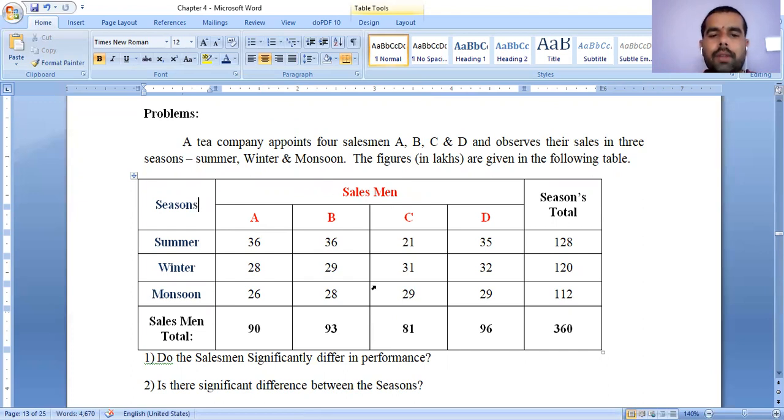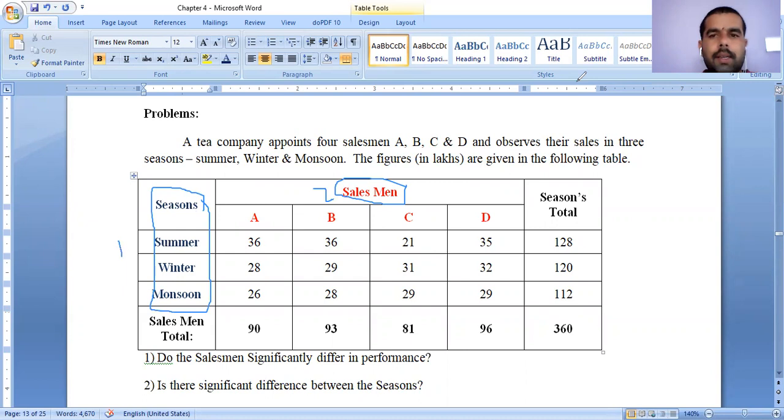Observe carefully, this is a two-factor analysis. Two-factor means there are factors on both sides: salesmen, then again seasons. That's why we call it two-factor analysis. This is number 1 and this is number 2. This is a two-factor analysis, or two-way classification, we can say.